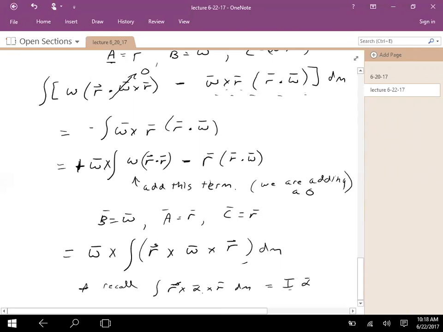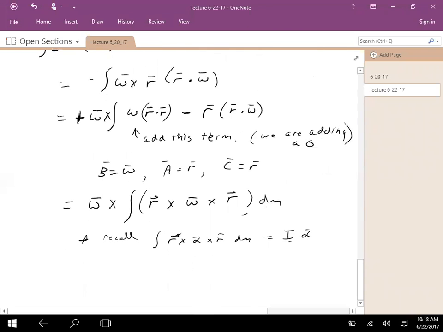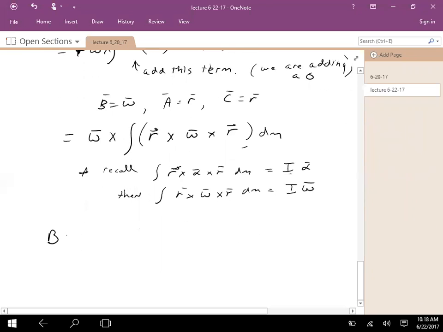Well, alpha and omega are both independent quantities. It would be the same derivation. We would get then that R cross omega cross R dm is going to give me I omega, the angular momentum. It'll give you an equivalent derivation of the inertia matrix, and that will lead this term B to be omega cross I omega.